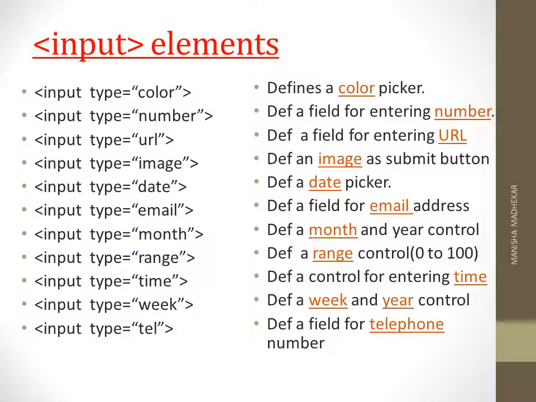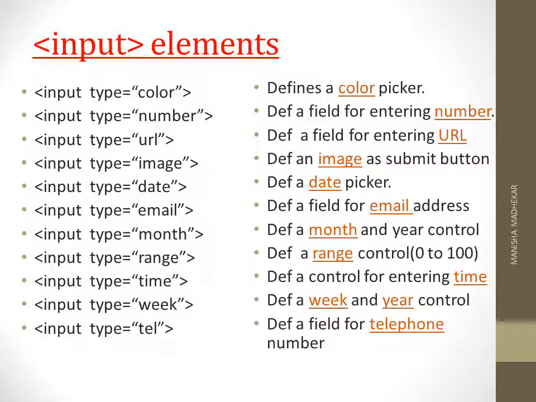Now next is new input elements. So the first new input element is color, which defines a color picker. Next is number, which defines a field for entering a number. Next is URL, which defines a field for entering a URL. Next is image, which defines an image as a submit button.